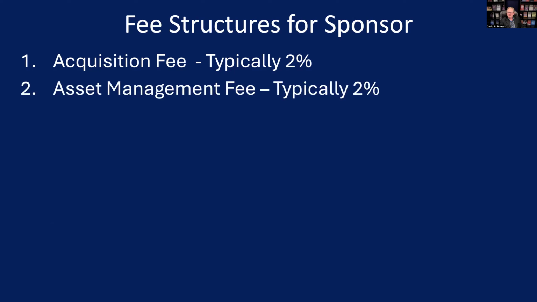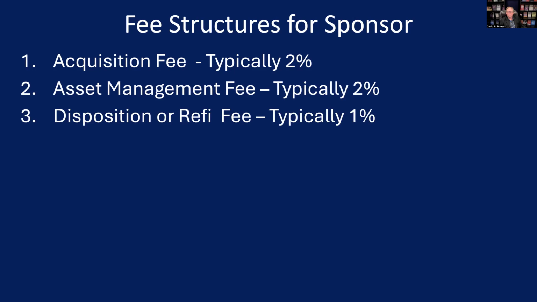Asset management fees, typically 2%. This is so the sponsors and or their asset management team can manage the property. This is not a property management fee. Third-party property management is something totally separate. Sometimes the property manager will be the sponsor, but this is another fee on top of it. 2% is very typical, and it comes out of the top revenues during the loan.